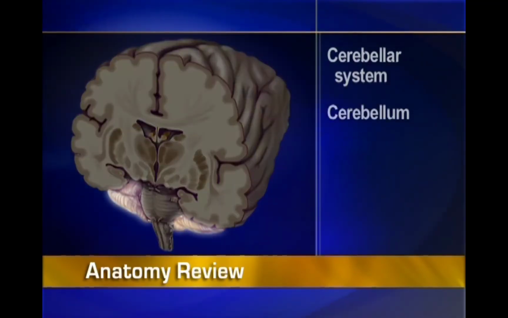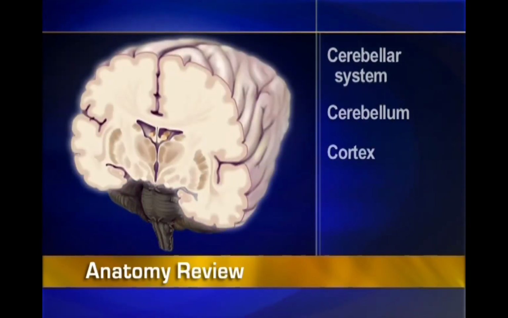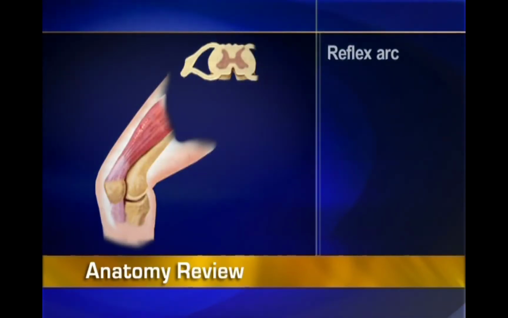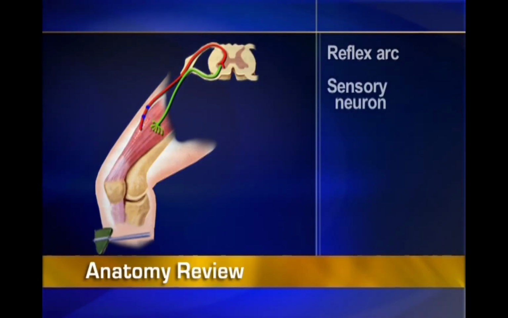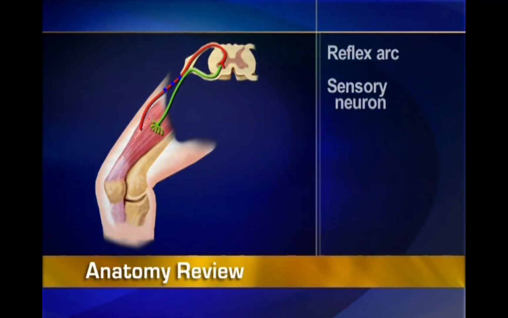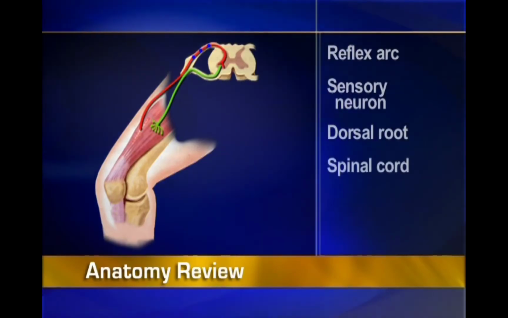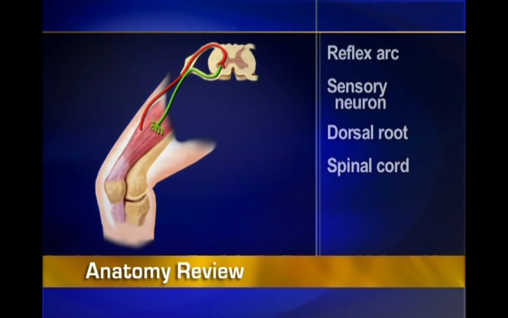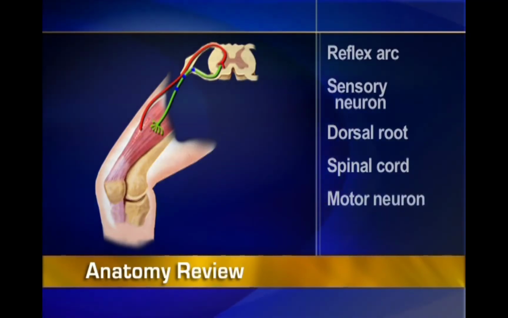The cerebellum integrates motor information and uses feedback pathways to control the cortex or lower motor neurons in the spinal cord. Reflexes allow rapid reactions via a reflex arc. In the simplest reflex arc, sensory neurons carry the message from the receptor through the dorsal root and into the spinal cord. There they synapse with motor neurons. From the ventral root, motor neurons carry the message to the muscle, which produces the reflex.